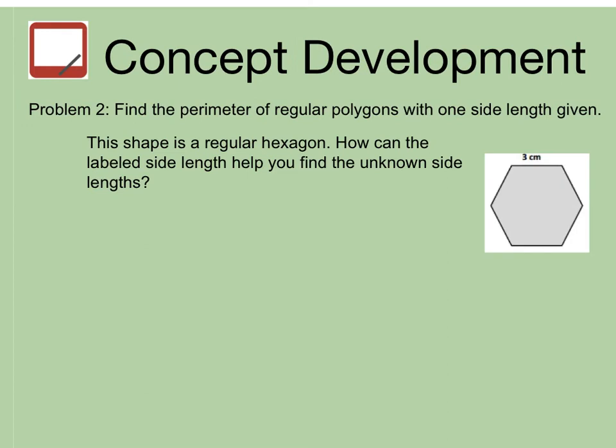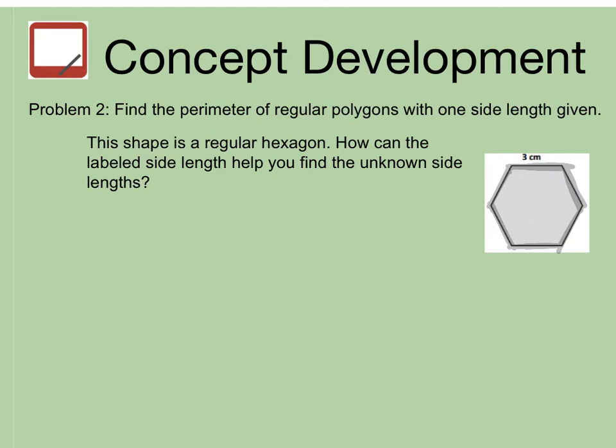Hey, here's my next shape. Now I'm going to find the perimeter of regular polygons with one side length given. And remember, in a regular polygon, that means that all sides are the same length. So here I can look at this hexagon and I can see that each side of my hexagon is the same length. That makes it a regular polygon or a regular hexagon.